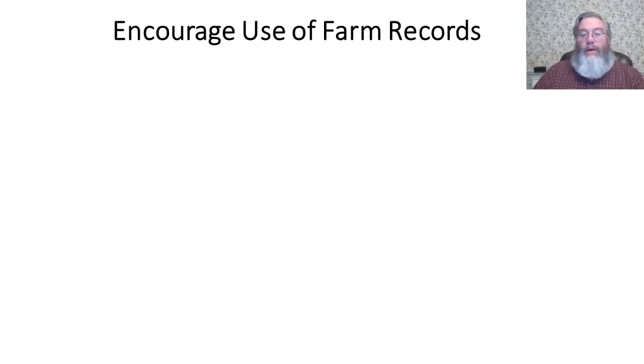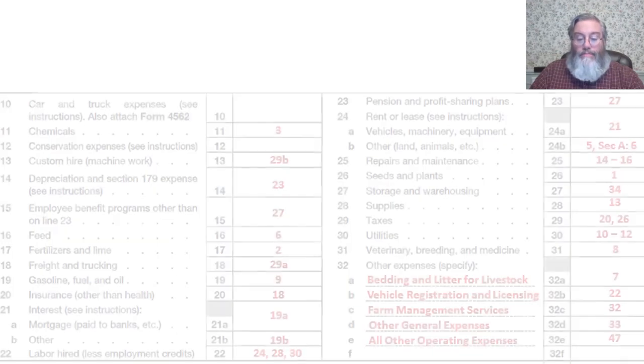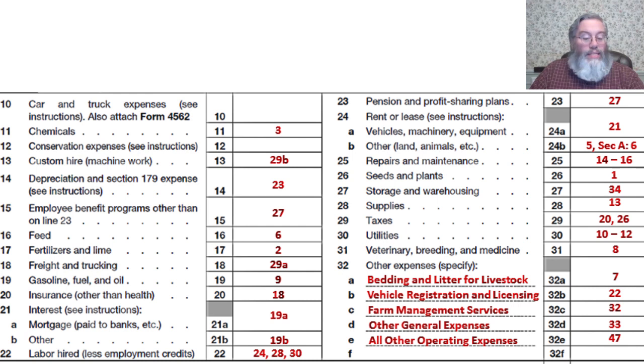When working with operators to complete Section H, encourage the use of farm records. Farm records help to provide more accurate data and shorter interview times. If it's available, the Schedule F tax form will contain some information that could help you in completing Section H, but it will be in summary format and you'll have to split it out for ARMS 3. Shown on this slide, you're going to see items that would be recorded on the Schedule F and the corresponding questions from Section H on the ARMS 3 form.